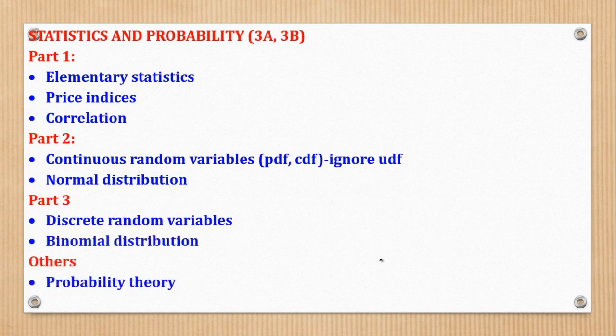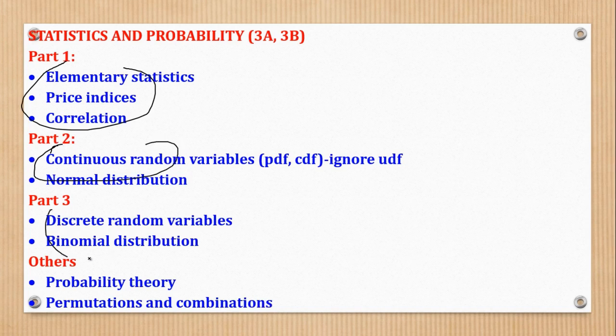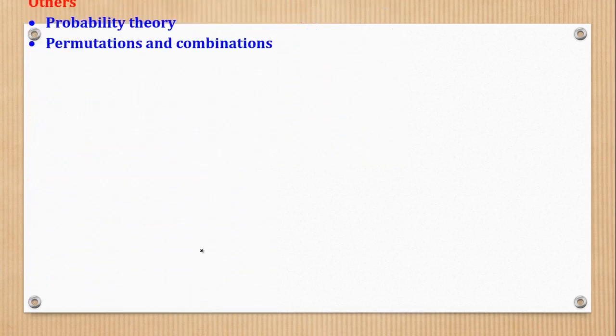Others can be probability theory and permutation. So if you cover this one, it is the basic we expect everyone to know. Followed by, after knowing that, you can go to this. After that, you can go to this, and after that, you can go to this. But if you can know the first 3, the better.